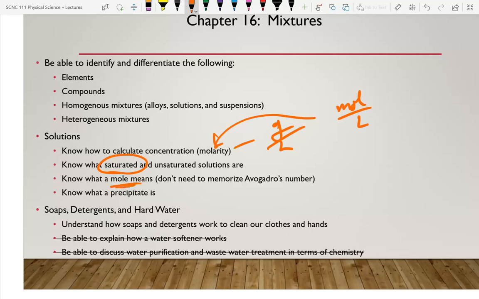Here we had what the mole means. You don't need to memorize Avogadro's number. That will be given to you. But a mole is the number of molecules that will have a mass in grams equal to the mass of one molecule in atomic mass units. And know what a precipitate is. When it rains, we call that precipitation because it's falling out. Precipitate is something that falls out when we mix things.